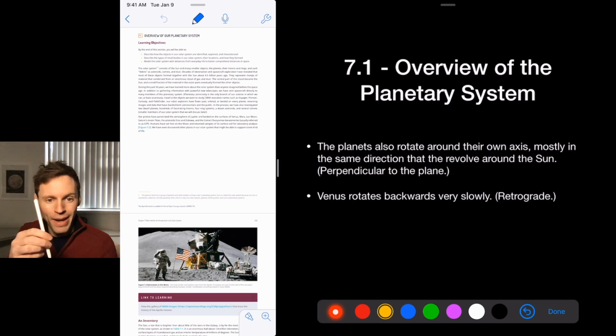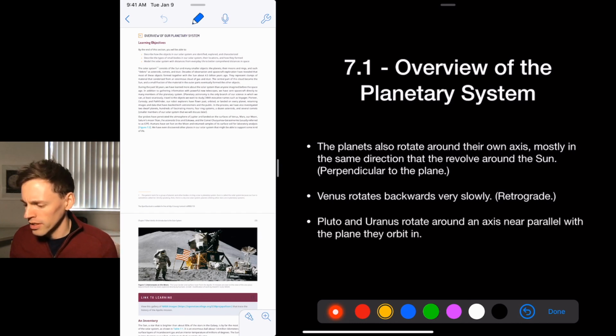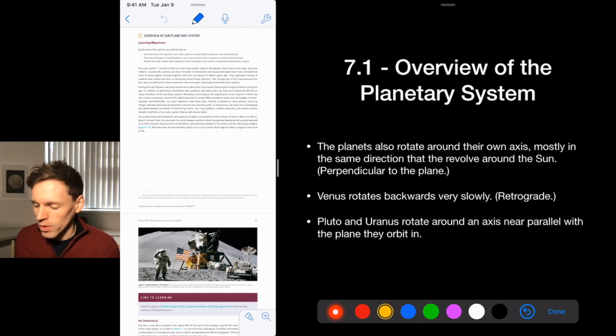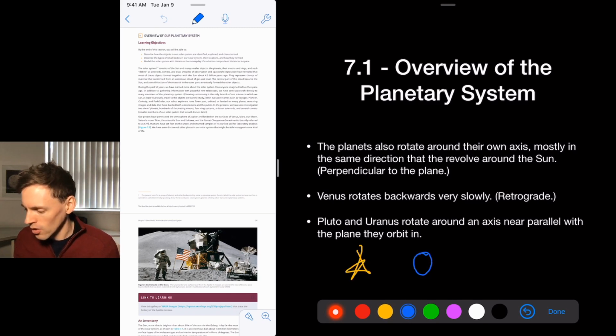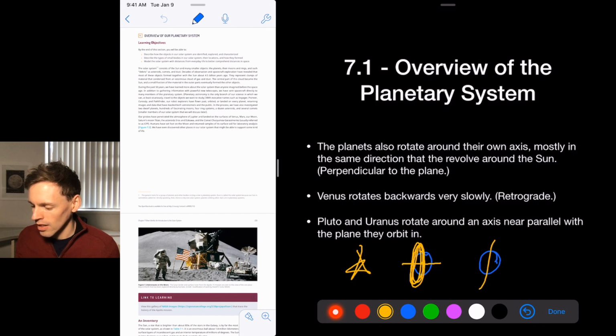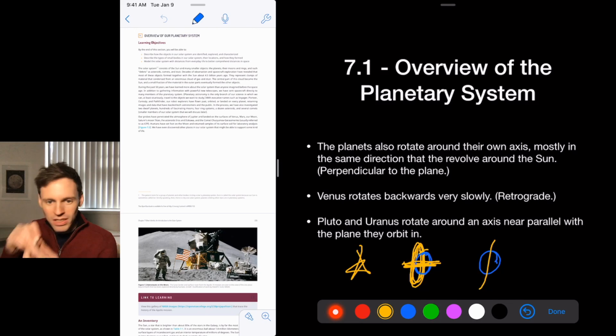So Venus rotates backwards very slowly. So a day on Venus is almost a year. Uranus is tilted, basically on its side. If this is the sun and this is Uranus, then Uranus spins around that way. If this is Earth and our axis is like that, Uranus's axis is like that. So it's basically pointed at the sun and rotating around.